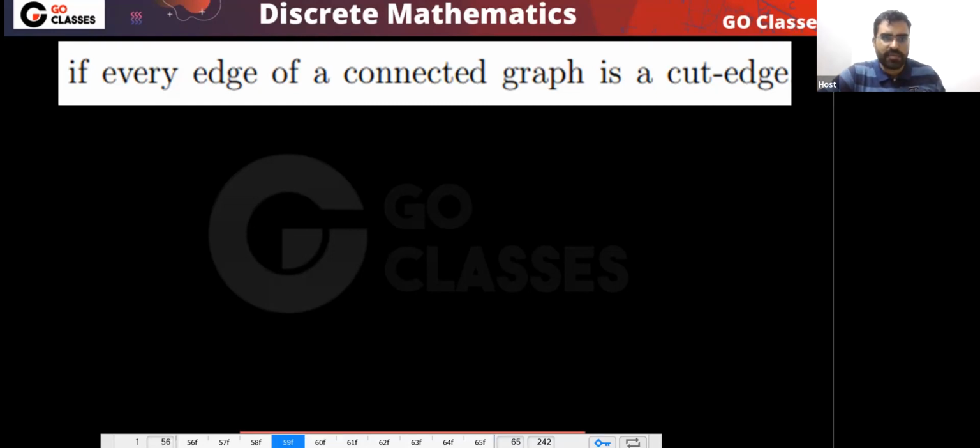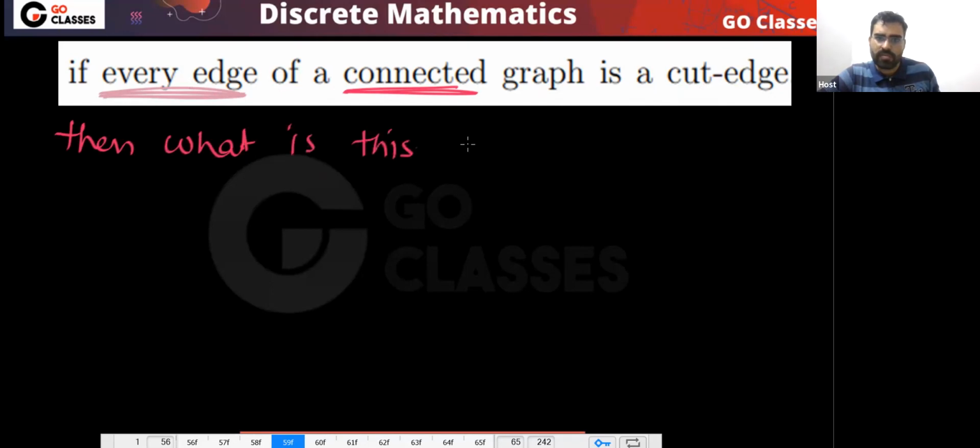Tell me one thing. If I make this question like this: the graph is connected and every edge is a cut edge. Then what can you say about the graph? Then what is this graph? Tell me. The answer is very simple.